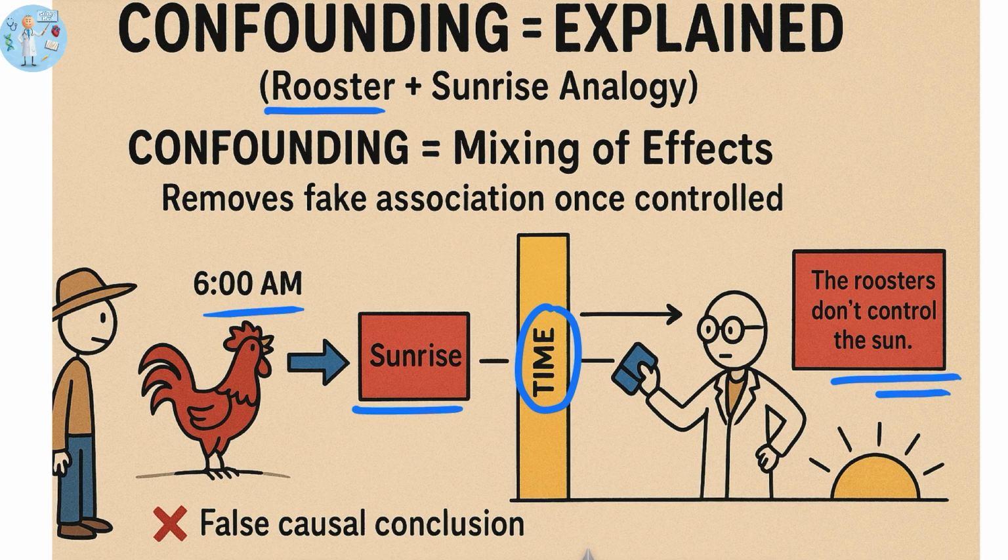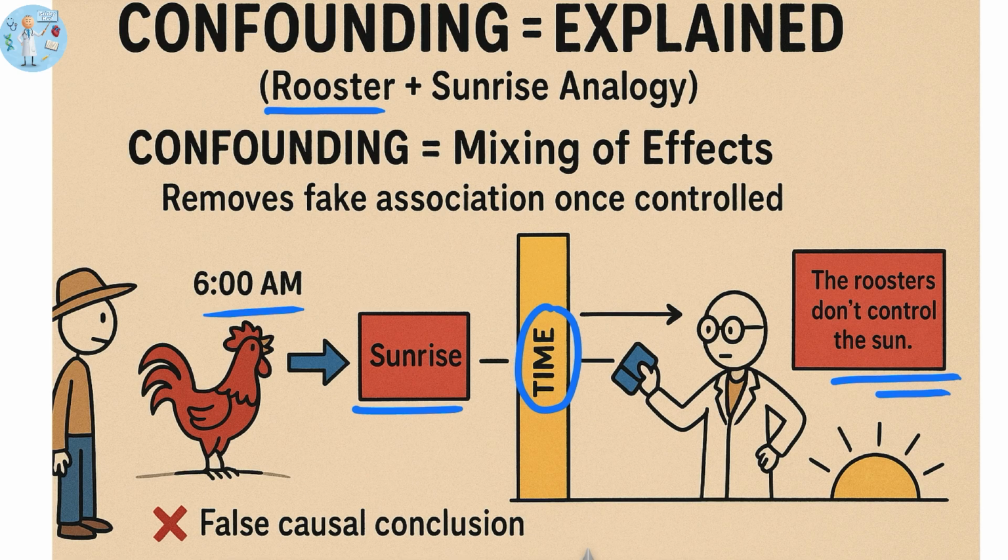So if you control for time, if you go out and check if the rooster crowing at noon makes the sun appear, you quickly realize the relationship was fake. It was spurious. The rooster is just loud. That's it. And that's what confounders do. They create these spurious links.